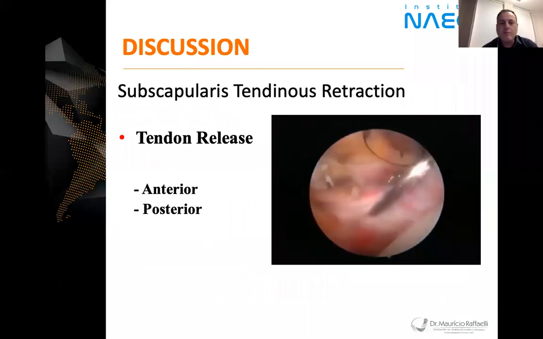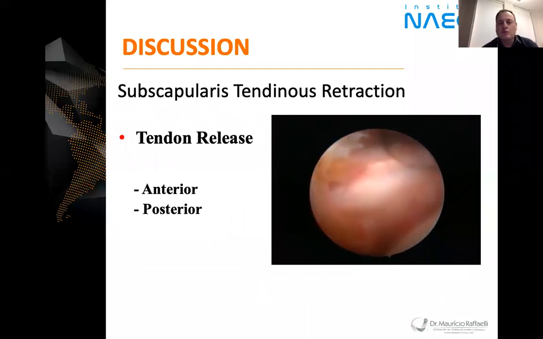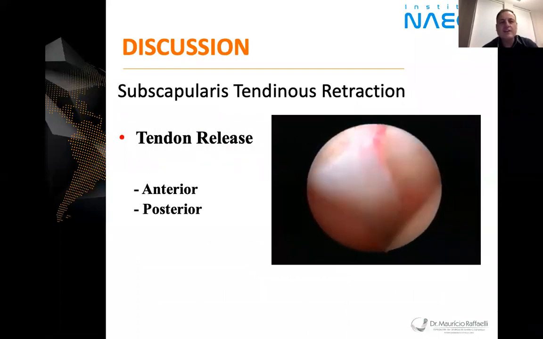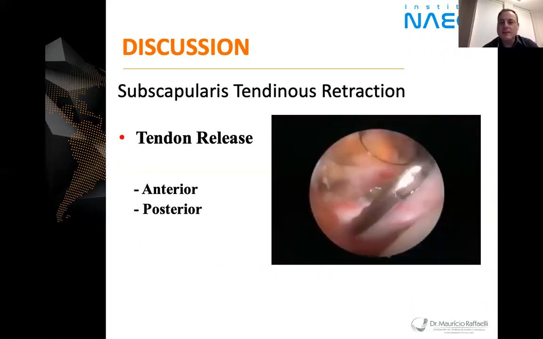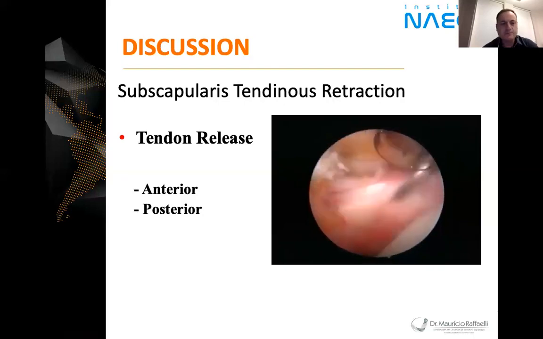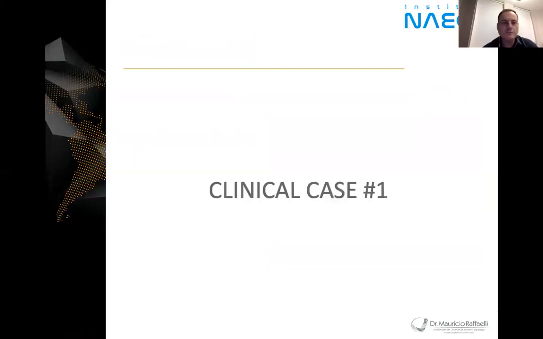Another important factor for a great repair of subscapularis tears is performing the anterior and posterior release, to repair the tendon with as little tension as possible. Now I will show some cases to explain my techniques for subscapularis repair.